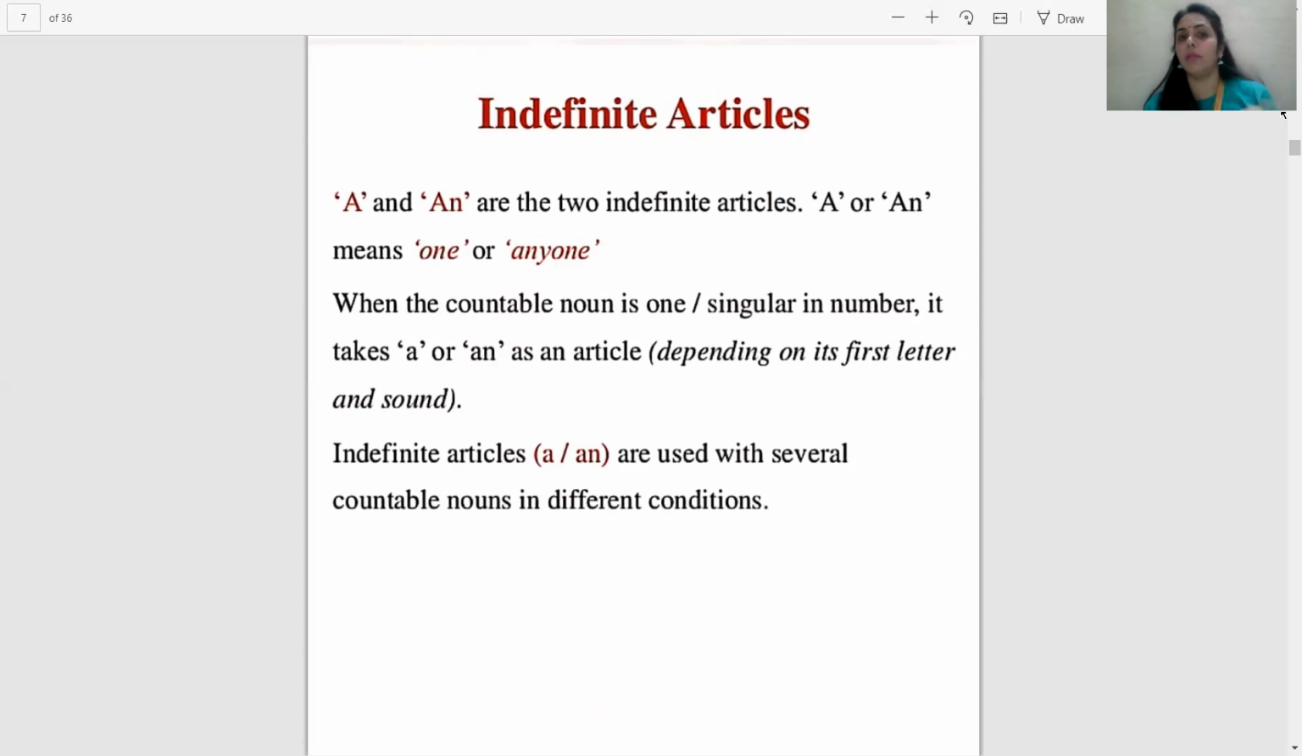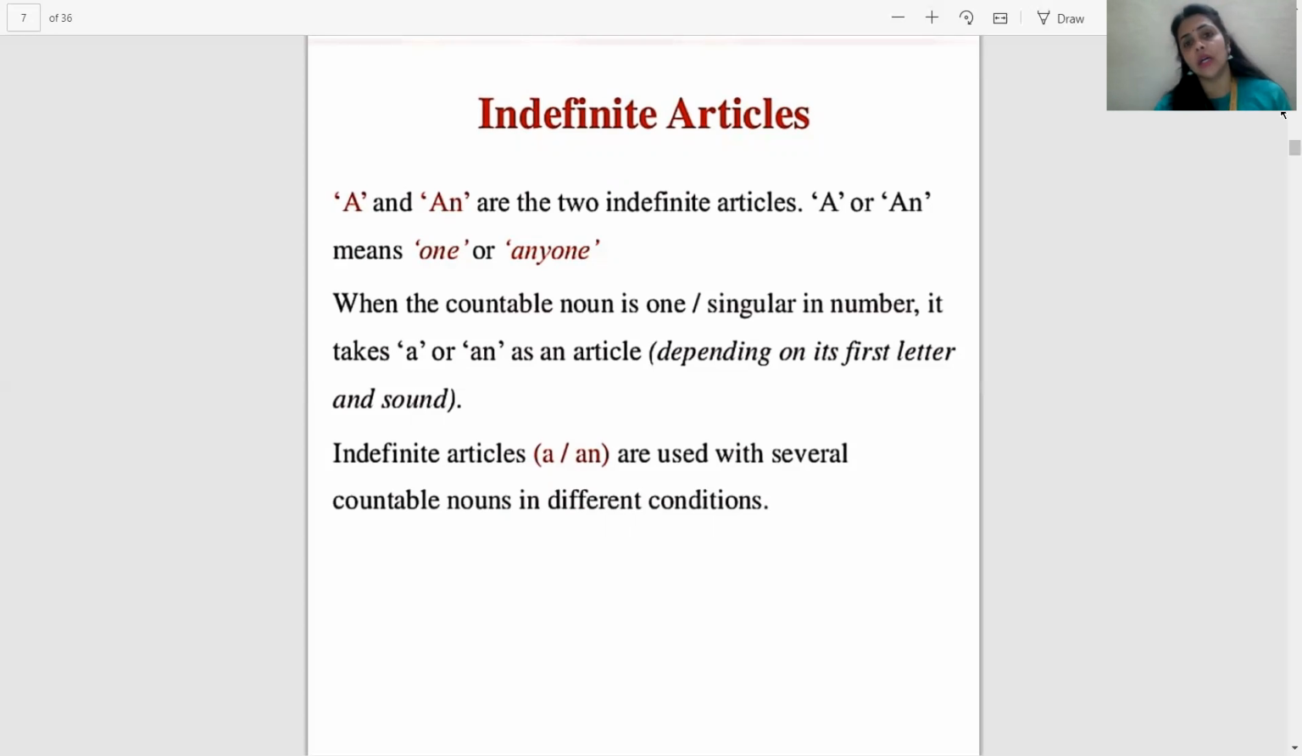Naturally, whenever I say a book, a mango, a banana, an orange, an umbrella, at that time, what number comes to your mind? It comes like one. So to show one or any one, we always use a or an. Whenever we use a or an, it is clear that we are talking about a singular noun. When the countable noun is one or singular in number, it takes a or an as an article, which is very important.